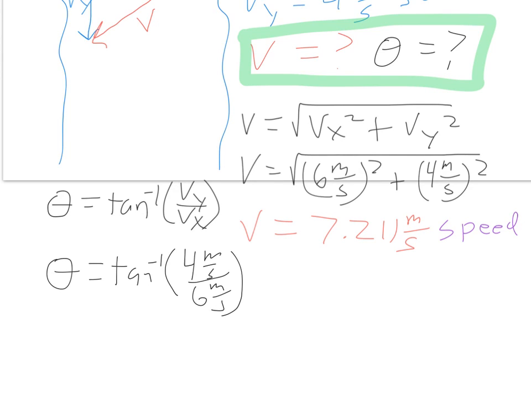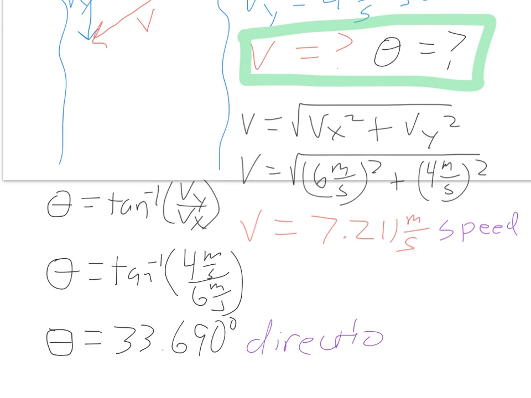And then again, we're going to throw that into our calculator. Reminder once again, when you do this in your calculator, make sure your calculator is set to degree mode. And if you do it right, you'll get 33.690 degrees. And that right there is the direction part of the velocity vector.